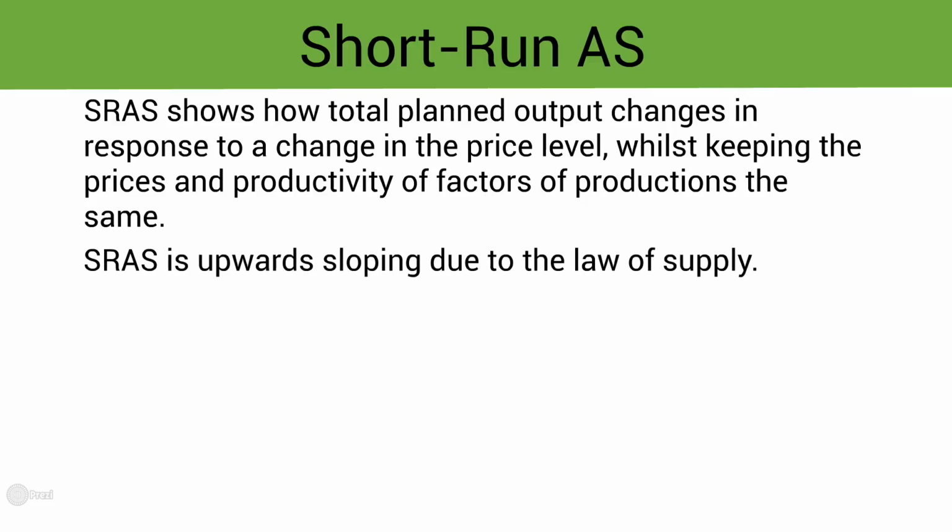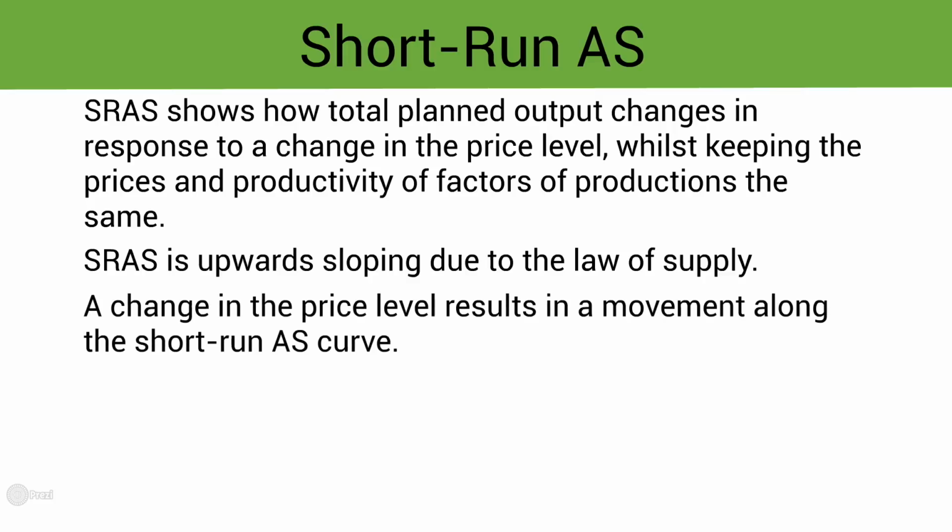SRAS is upward sloping due to the law of supply. The law of supply states that as the price level increases, firms are willing to bring more goods and services to the market. As the price level decreases, firms are willing to bring less goods and services to the market, and this is why SRAS is upward sloping. An increase in price level means an increase in real output, and a decrease in price level means a decrease in real output. Therefore, a change in the price level results in a movement along the short-run aggregate supply curve.